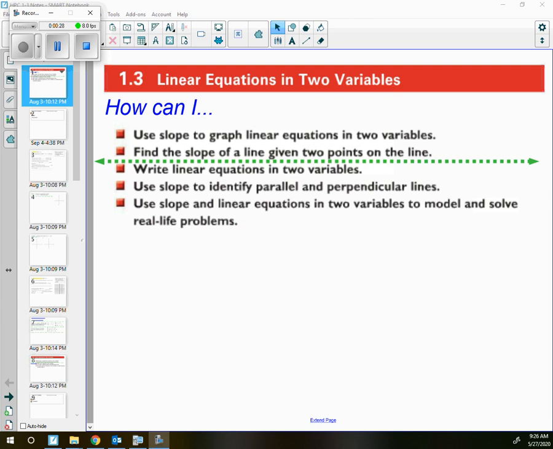So here are essential questions for today, this first part. How can I use slope to graph a linear equation? So how can I use slope to graph linear equations? So this idea of slope. And then how can I find the slope of a line given 2 points on the line? So being able to calculate slope. So we're going to dig into this concept of slope, what that means.